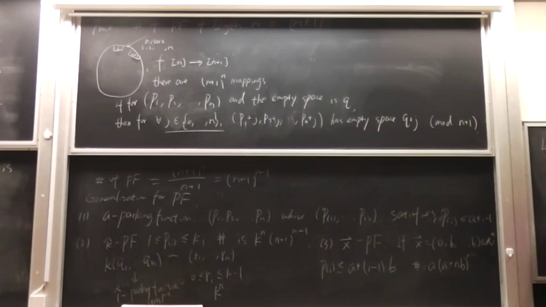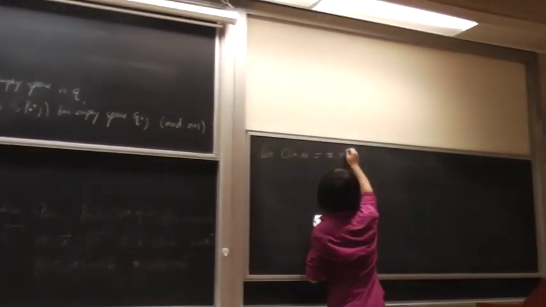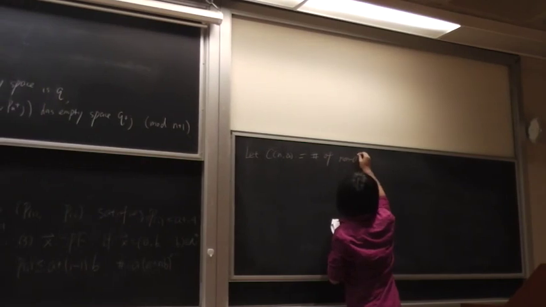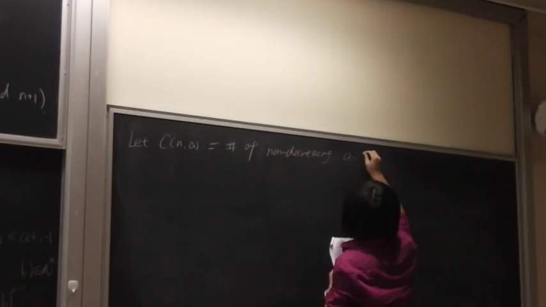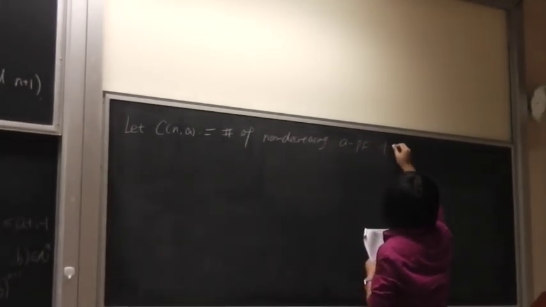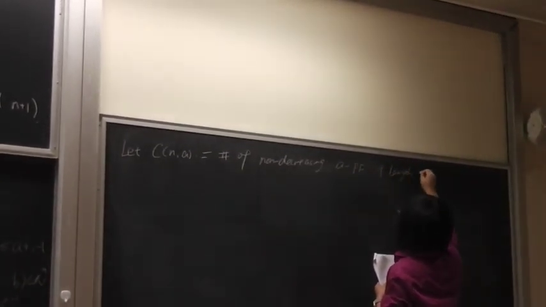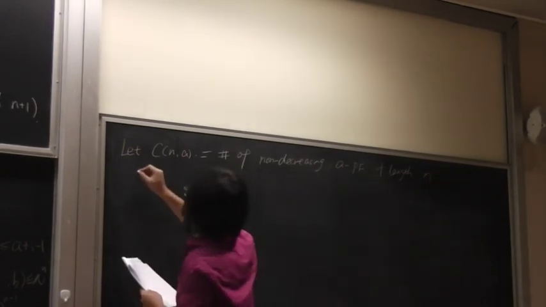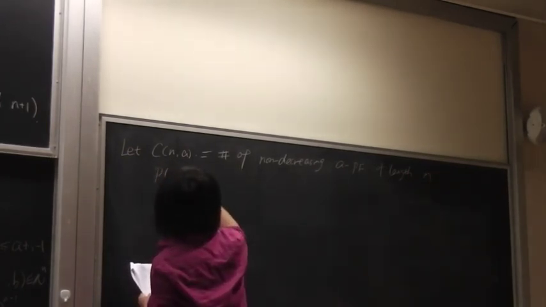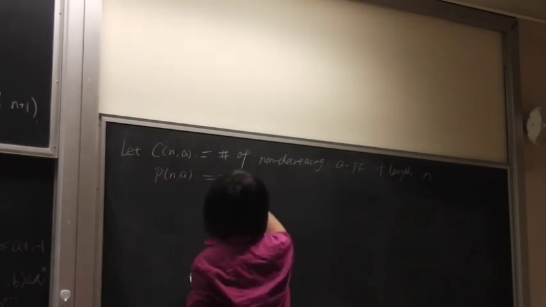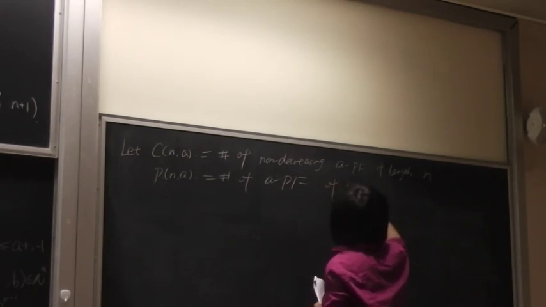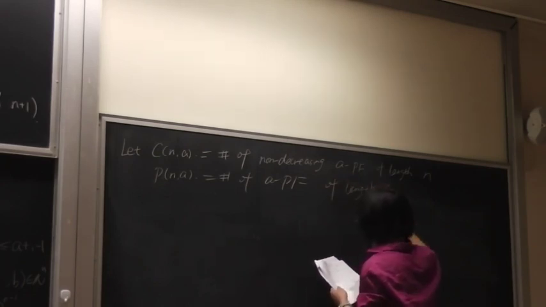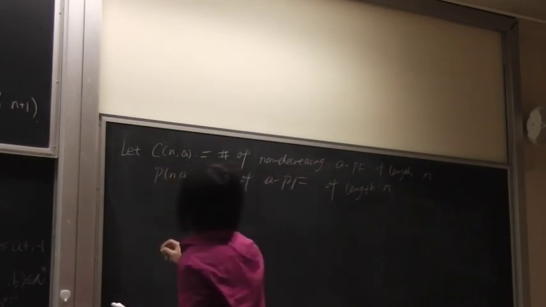Let C(n,a) be the number of non-decreasing a parking functions of length n, and let P(n,a) be the number of a parking functions of length n. So we consider C(n,a) first.